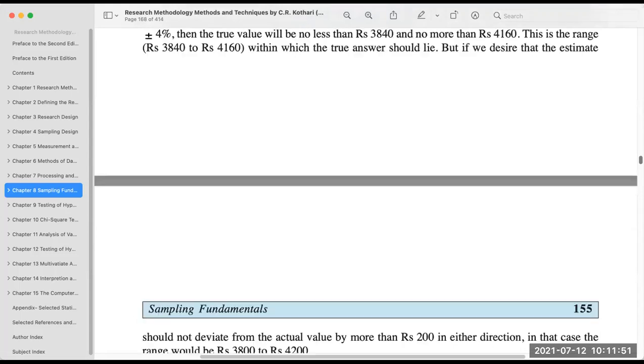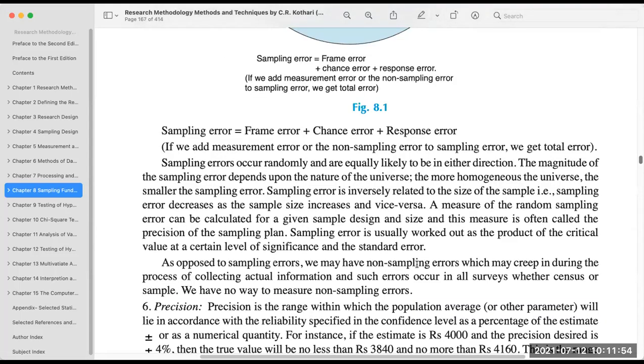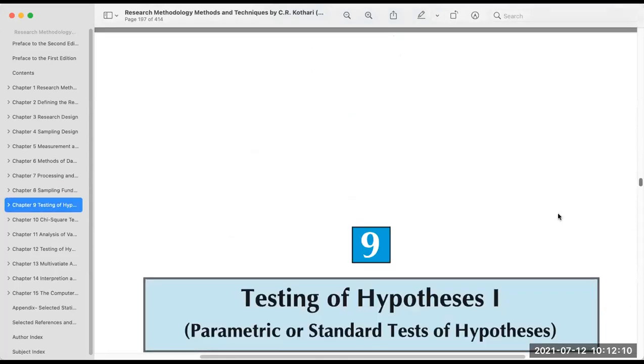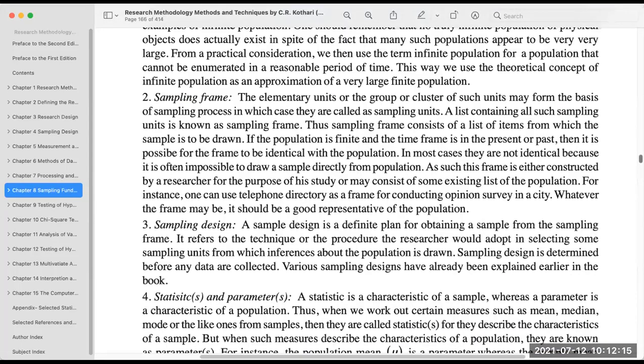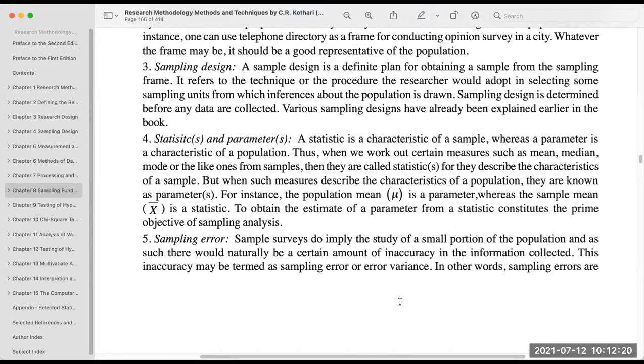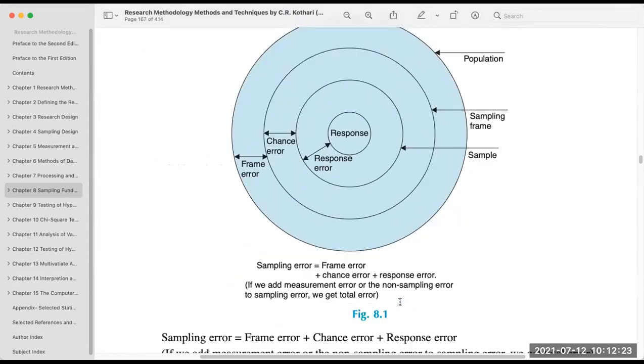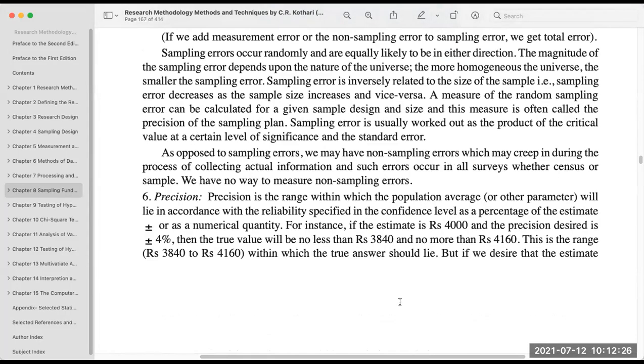Some concept about precision. What do you mean by precision? Anyone? How do you see the precision? How to define the precision? Let's say there are two terms, precision and accuracy. What is the difference between these two?